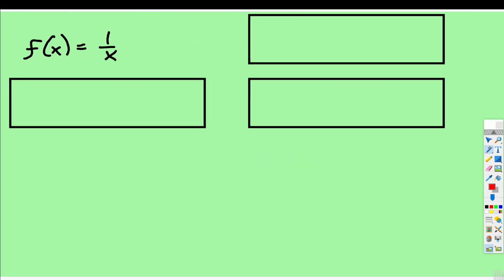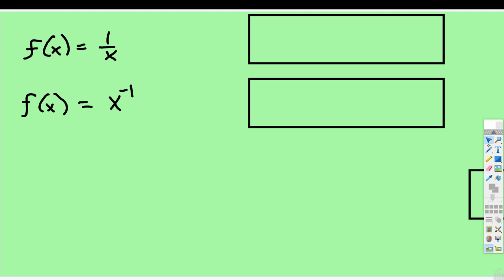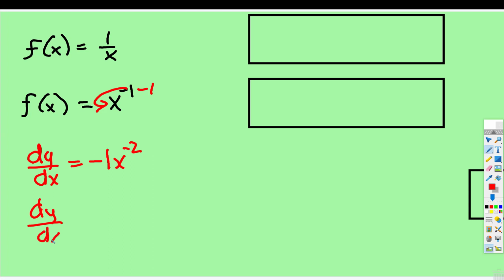So let's try another one. Let's just do the simple one, 1 over x. All right, so you're going to rewrite that as x to the negative 1. Then we're going to take the derivative. So dy dx is equal, that negative 1 will come down in front, and then we'll subtract 1 up there. So negative 1 x to the negative second, dy dx is equal to negative 1 over x squared.